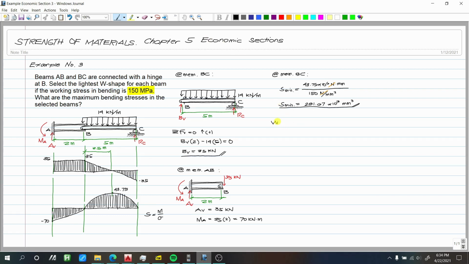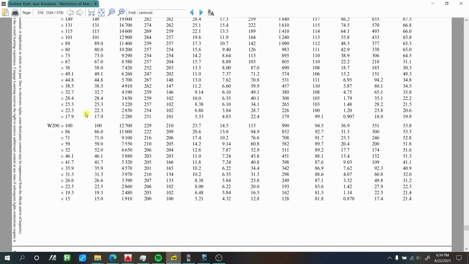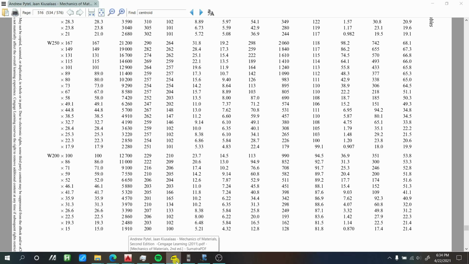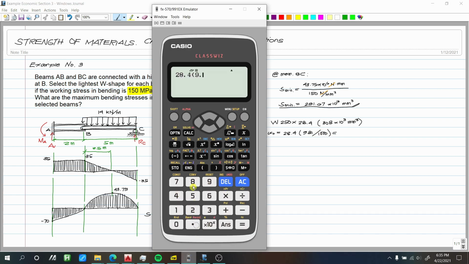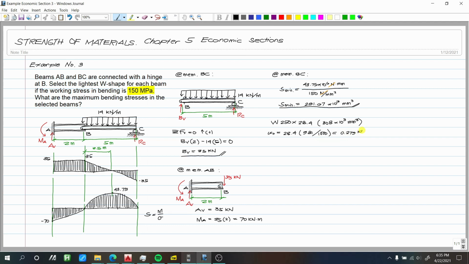So, choose W. What was it? Under 250, okay. So, 250 by 28.4, then 308. So, 250 by 28.4, and its S is 308 times 10 raised to 3 millimeter cube. Okay? So, now let's get the WO. So, WO is equal to 28.4 times, what is this? Kilogram per meter. So, multiply by 9.81 over 1,000 to make it kilonewton per meter. So, 28.4 times 9.81 over 1,000 is 0.279 kilonewton per meter.